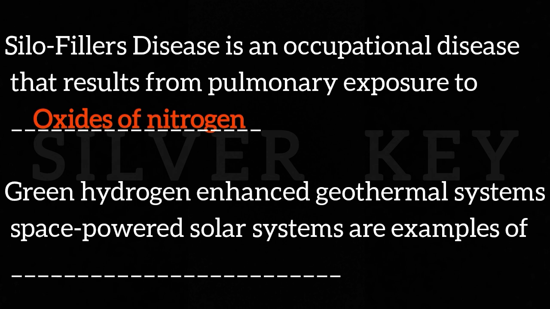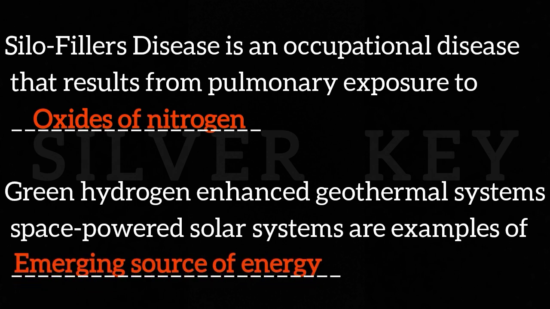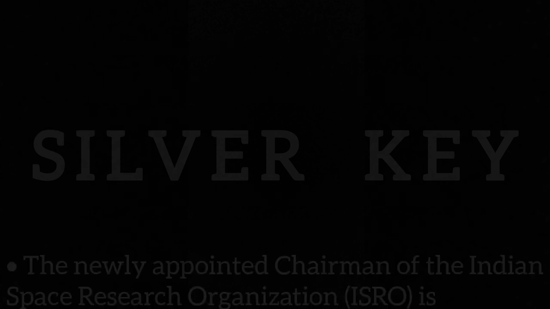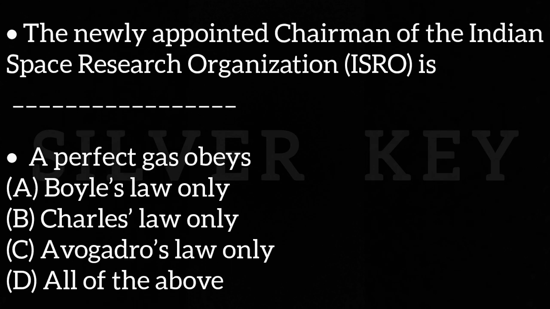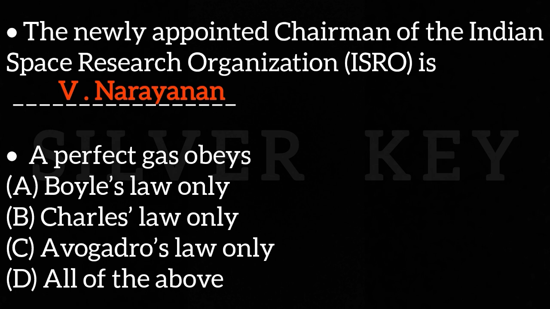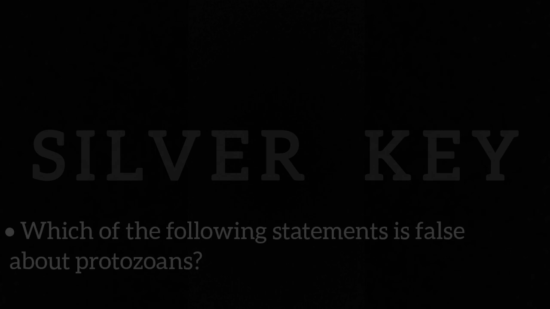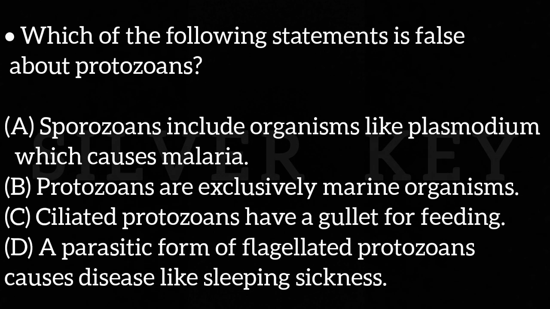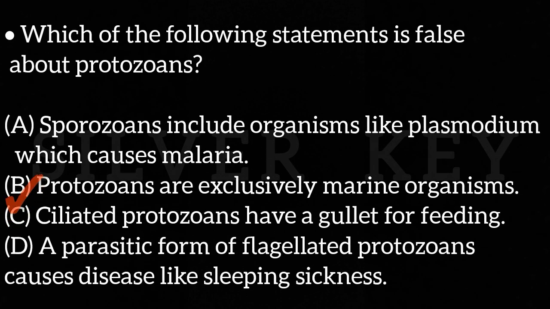Green hydrogen-enhanced geothermal systems and space-powered solar systems are examples of emerging sources of energy. The newly appointed chairman of the Indian Space Research Organisation, ISRO, is V. Narayanan. A perfect gas obeys all of the above laws, that is Boyle's law, Charles's law, and Avogadro's law. From the following statements, only option B is false about protozoans.